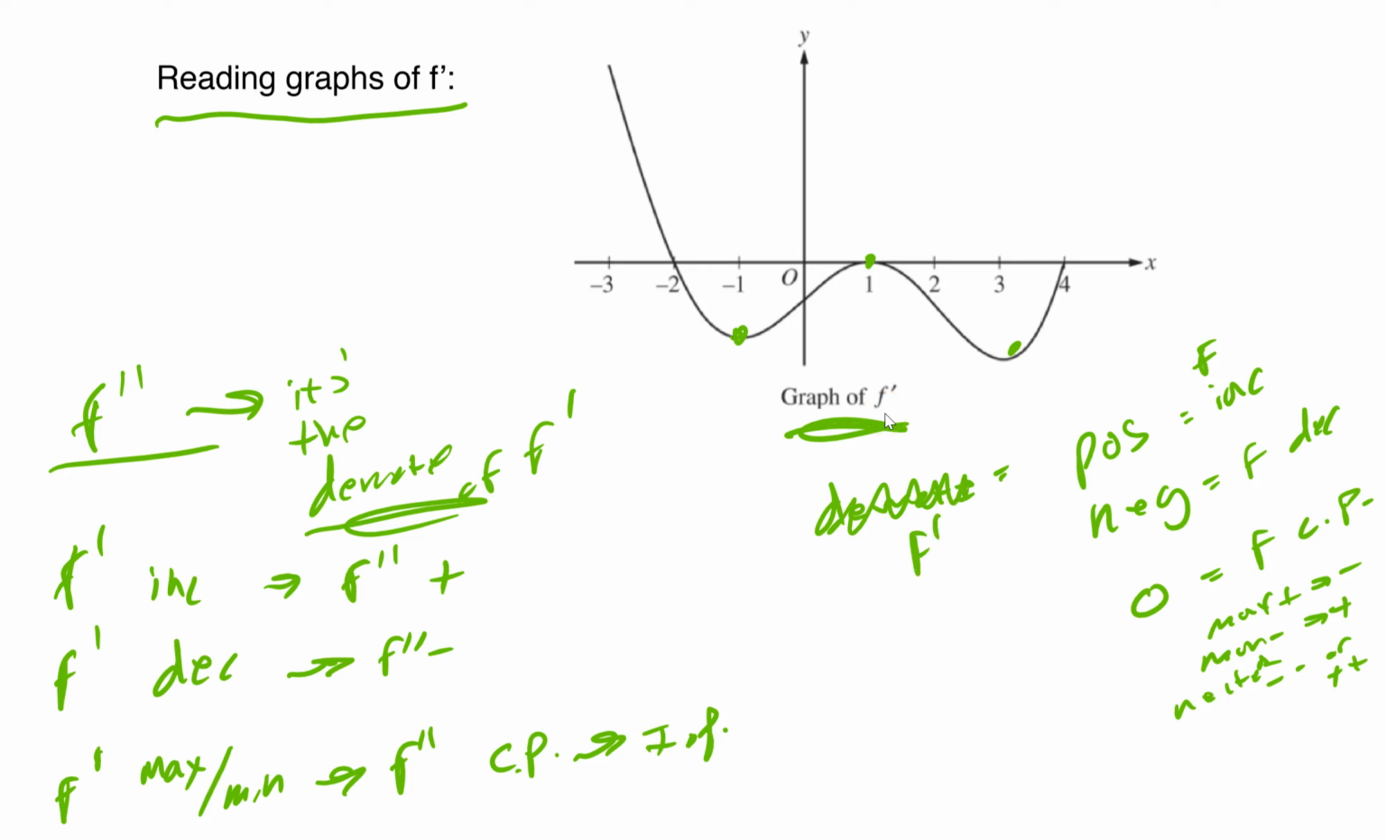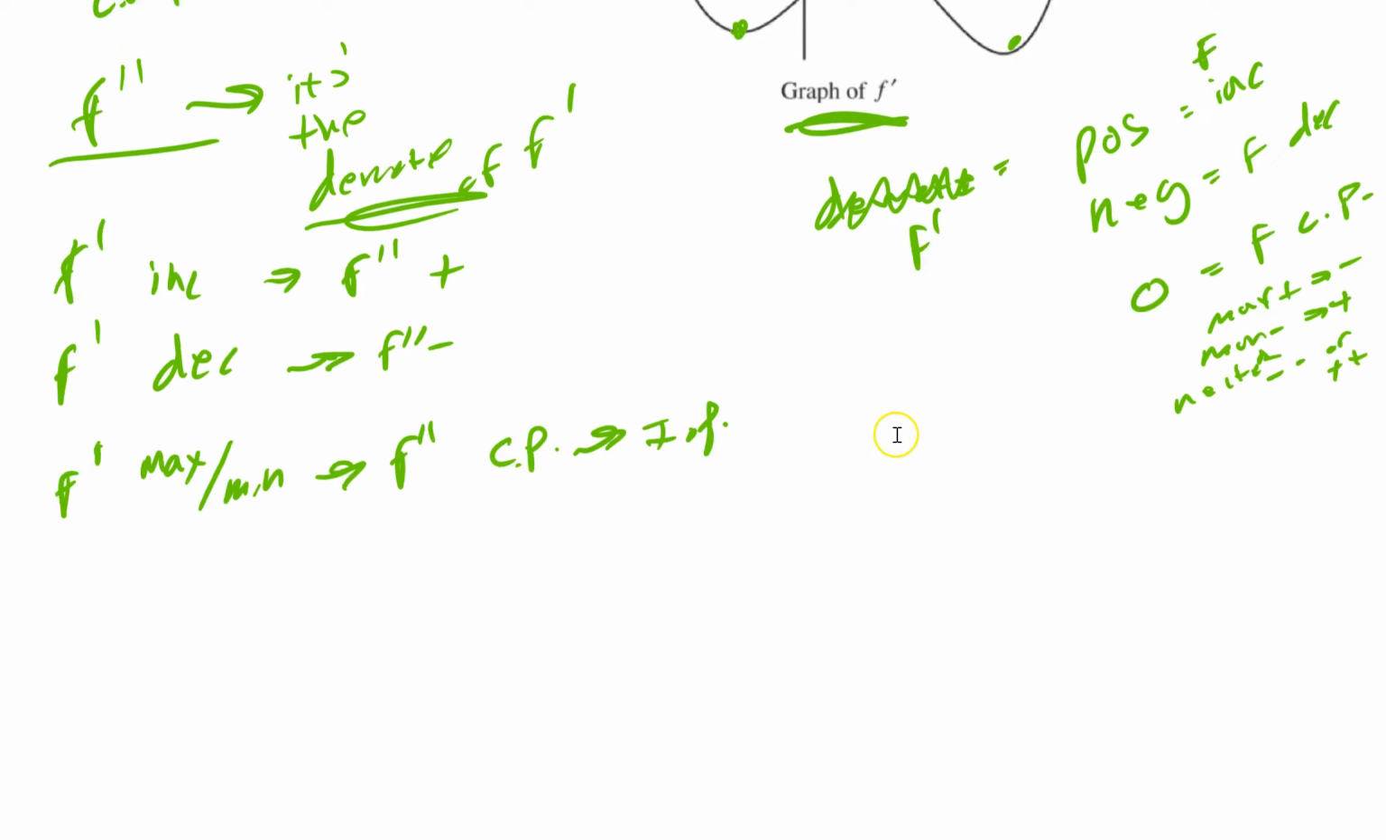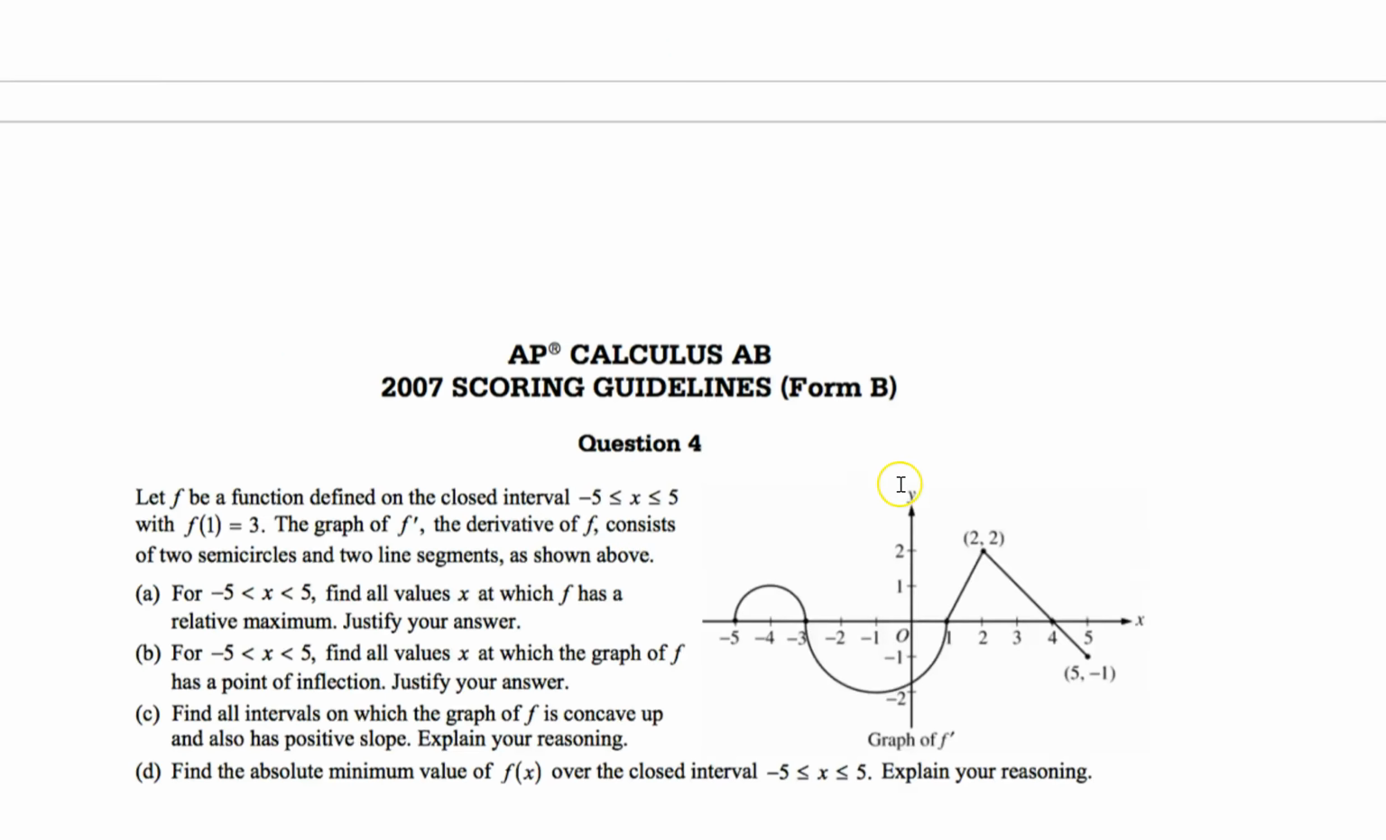Increasing, decreasing, just look at it, right? Where is f increasing, decreasing? Just look at the graph. When they ask you about f double prime stuff, concavity or inflection points, you gotta think, okay, I gotta look at the derivative of this guy. So increasing, decreasing, and min max. So let's do a couple of questions.